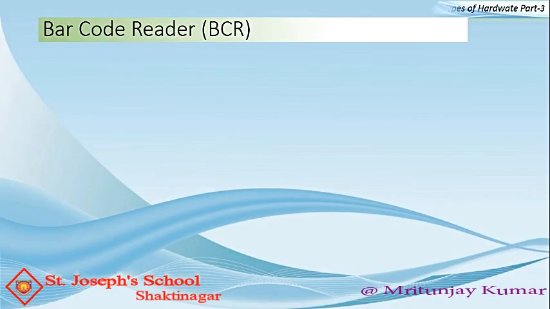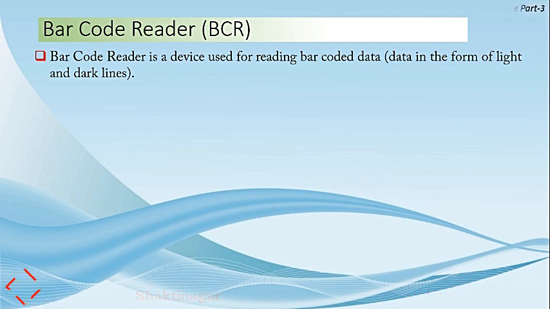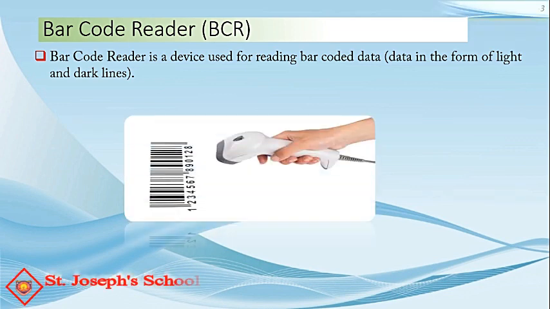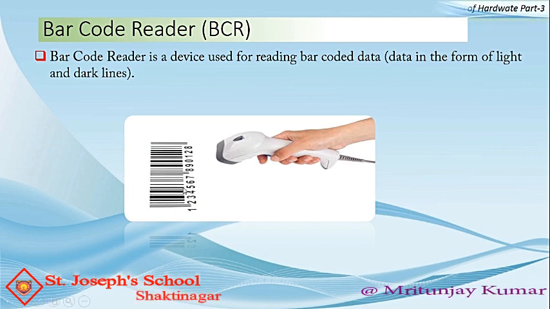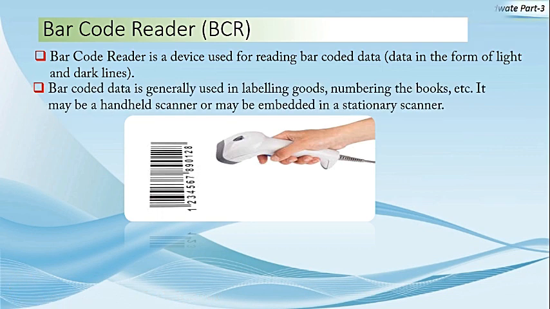Our next input device is BCR, that is a barcode reader, and it is a widely used device. A barcode reader is a device used for reading the barcode data, and barcode data means data in the form of light and dark lines. You can see this picture. This is a barcode, and to read this barcode, a barcode reader is used. A barcode is used to encrypt the data. Barcode data is generally used in labeling the goods, numbering the books, etc.